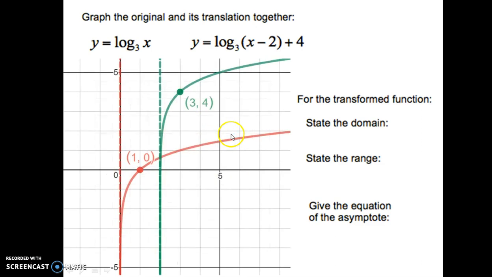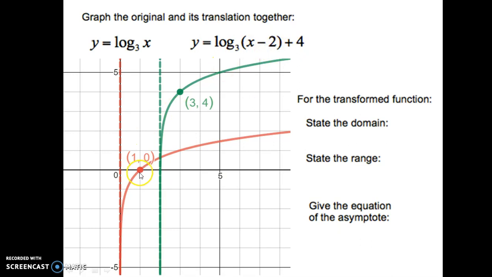So now here's what they look like. The original is here in red. It passes through 1, 0. That 3 affects it in some way. The base changes kind of the shape of it. But now this one has moved 2 right and 4 up.